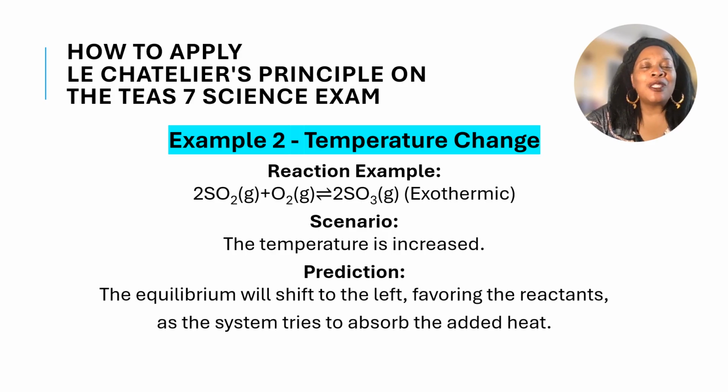Example number 2, suppose we change the temperature. So here's your reaction example. Sulfur dioxide reacts with oxygen to form sulfur trioxide. You have an exothermic reaction. So here's the scenario. The temperature is increased. What do you predict is going to happen? According to that chart, the equilibrium will shift to the left, favoring the reactants, as the temperature tries to absorb the added heat.